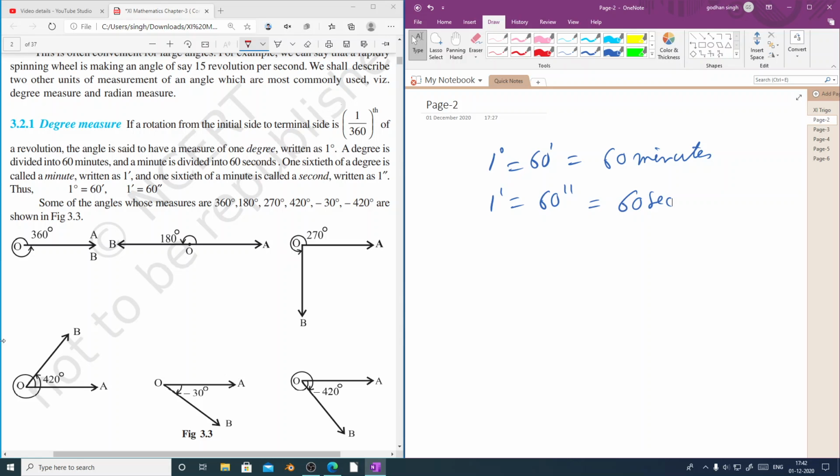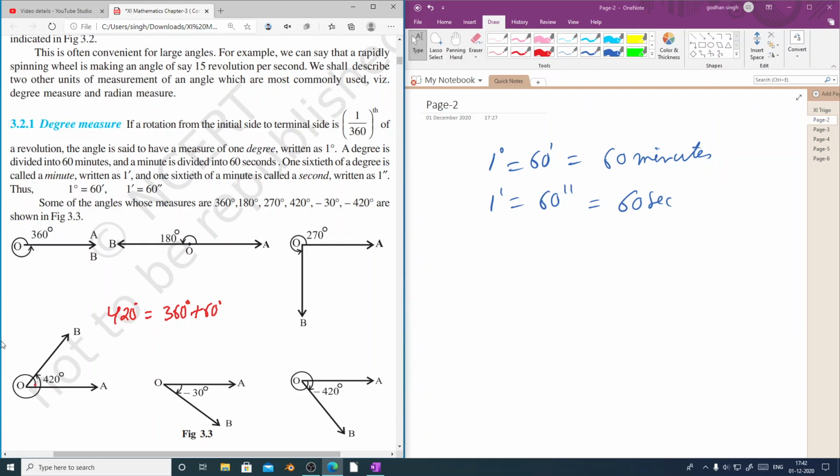Similarly here, 420 degree. What is the meaning of 420 degree? That is equal to 360 degree plus 60 degree. It simply means the person has started from here, one complete rotation has been taken, and then 60 degree more, the person has moved in the anti-clockwise direction. So that is the meaning of a 420 degree angle.